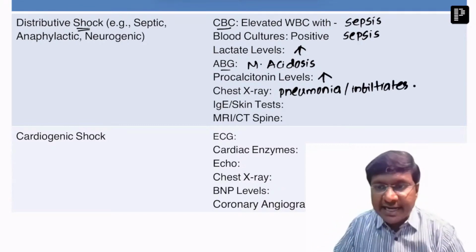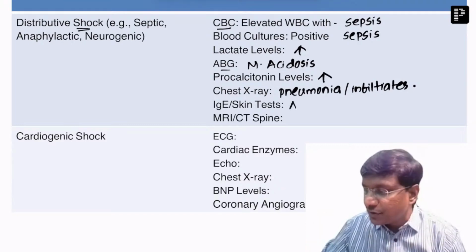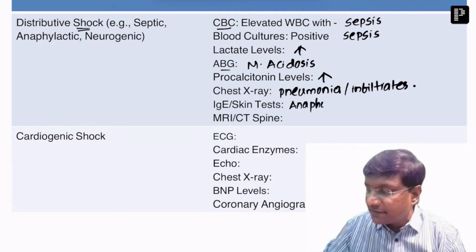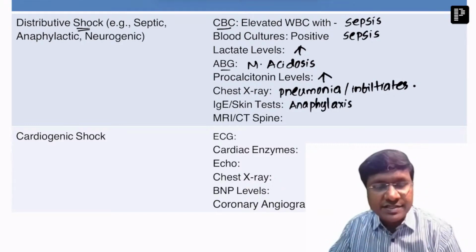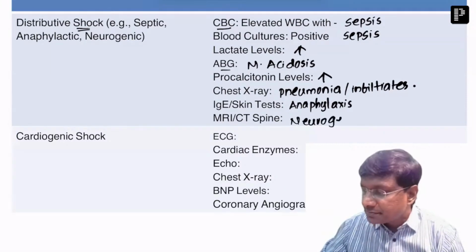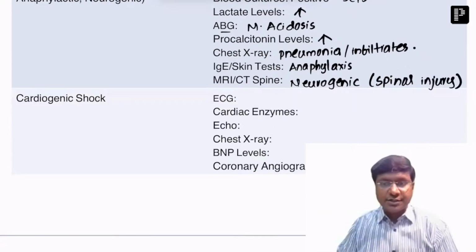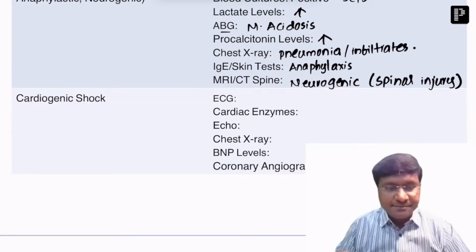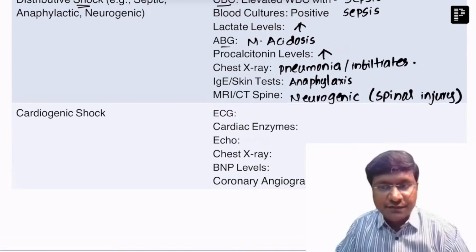And what will happen to your IgE levels? The IgE levels or the skin test are very useful for the diagnosis of anaphylaxis, right? And what is the purpose of doing MRI or CT spine? That is mainly to diagnose the neurogenic shock, right? Where spinal injury can lead to the neurogenic shock. Okay, so that is the purpose of doing the MRI or CT of the spine.